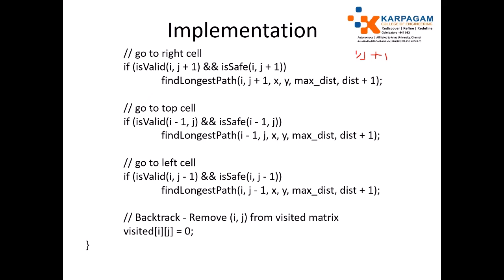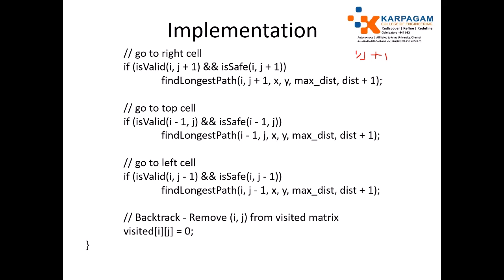Then if you wish to move to the upper cell, just pass i minus 1 comma j and check it is valid, and check whether it is safe and move further by recursively calling this function. And if you wish to move to the left cell, that means the previous column. Previous column means just decrement j to j minus 1 and pass it to the is valid function, is safe function, and find the longest path by passing the distance plus 1 here.